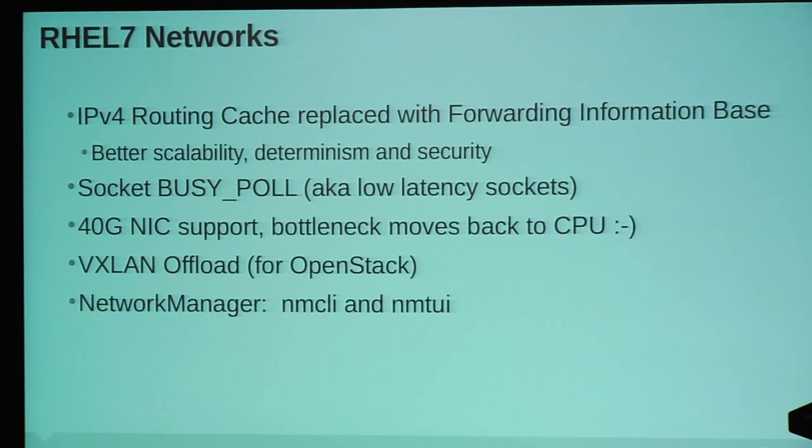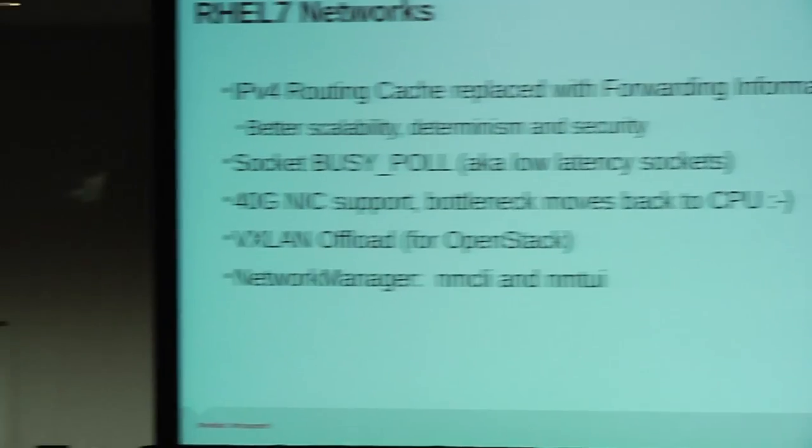VXLAN offload. I think unfortunately the slide did not make it, but we support that as well when the NIC supports it. And Network Manager now has a text-based and curses-based interface for configuring your network devices. So if you guys are familiar with the old school when you install, it would ask you for your IP address and netmask and all that stuff. You can do that through the nmtui utility in RHEL 7, and I don't think it was in the beta. So I think they took that feedback that they got from customers from the beta and built this tool.